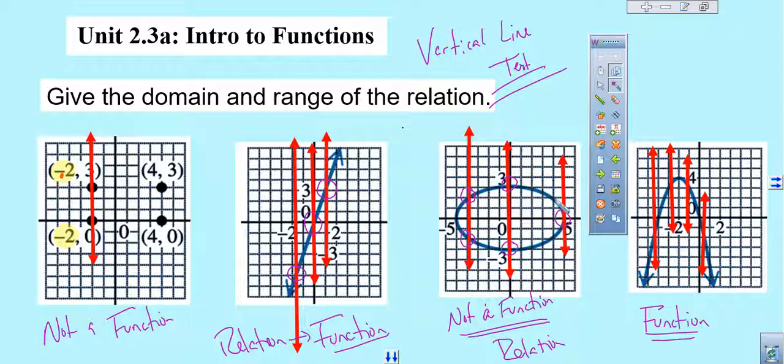So, like I said, that's a quick little video to guide you through how to use the vertical line test to determine whether or not something's a function.